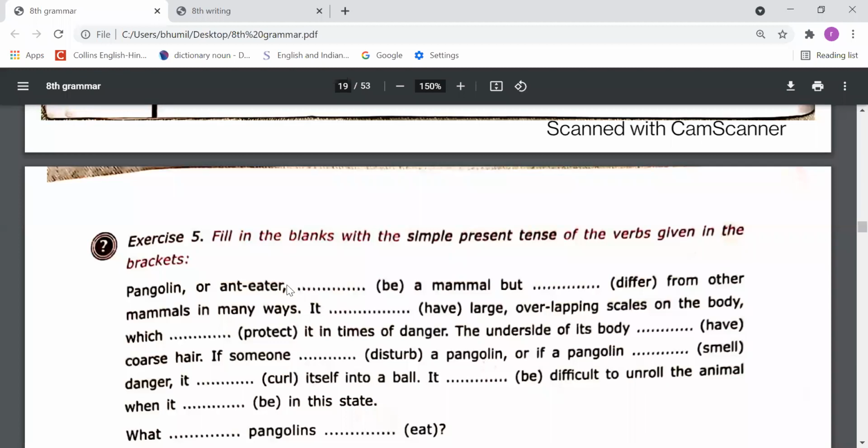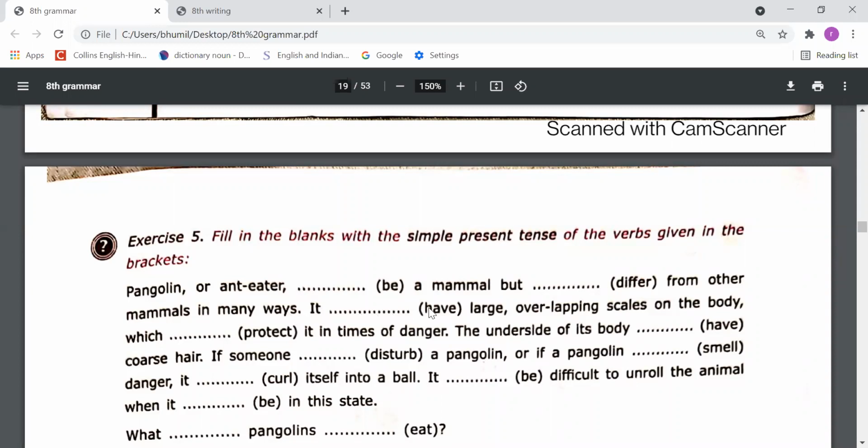Penguin or anteater is a mammal, but differs from other mammals. Differs, D-I-F-F-E-R-S. Differs, we need to mention, because the subject of this verb is penguin. Right, penguin is the subject. And according to the subject, we need to use the verb here. So a singular verb we need to mention here. Differs will come from other mammals in many ways.